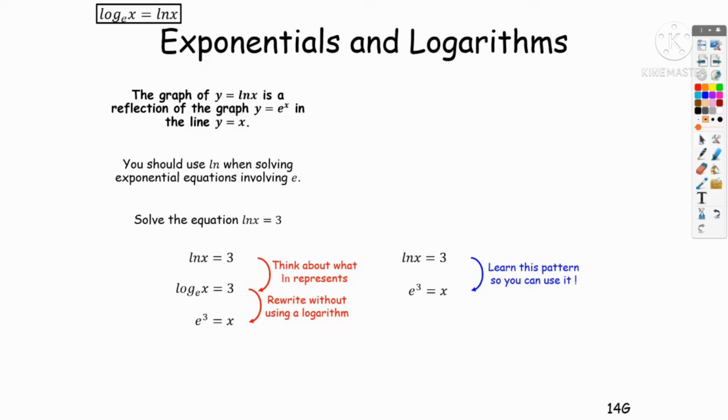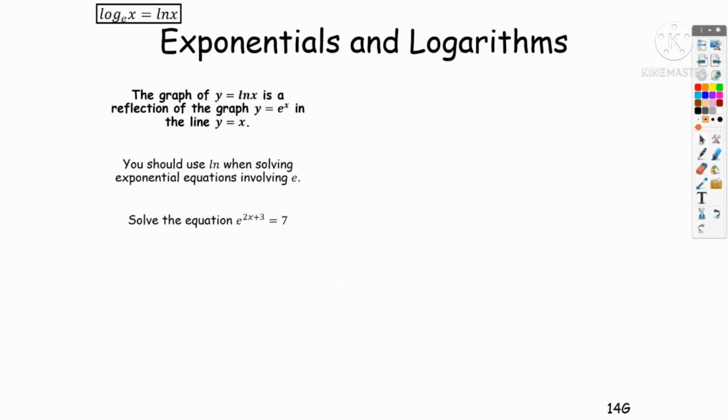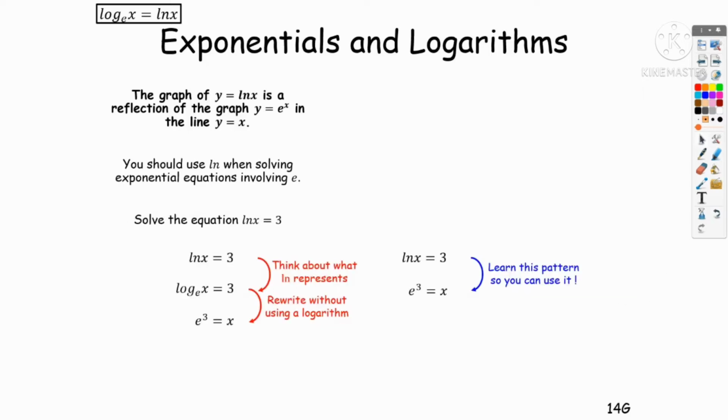So learn this pattern so you can basically use it. So if ln of x equals 3, then e cubed is equal to x. It's just a little pattern. So for example, if I had ln of x is equal to 2, then you could say e squared. So it's learning these patterns which can make exam questions a hell of a lot easier. Okay. Moving on.